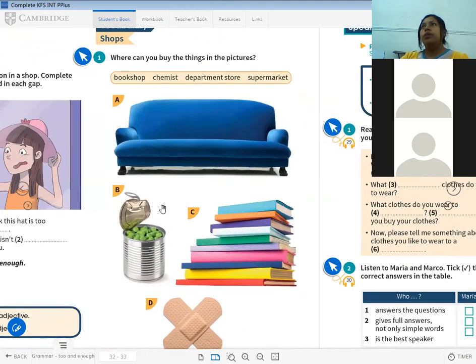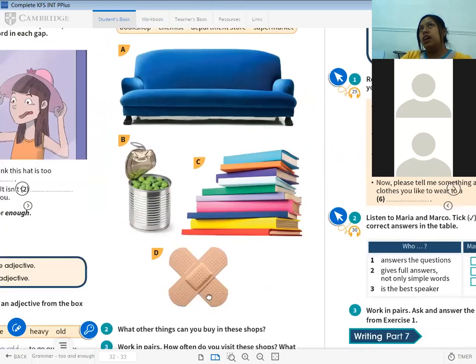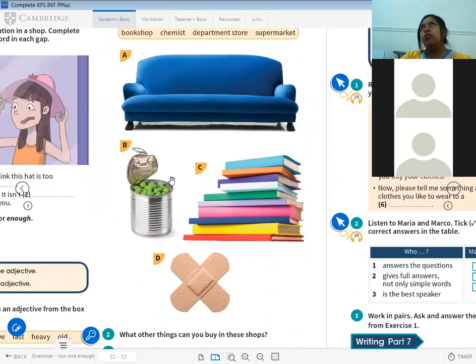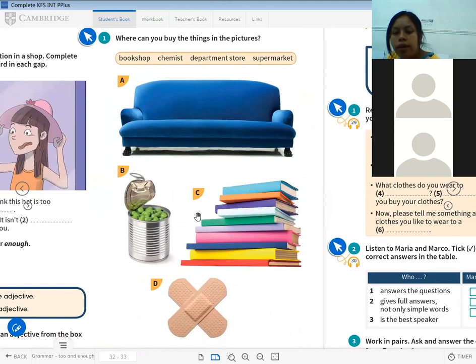Okay, now very quickly, where can you buy these things in the pictures? For example, a sofa or a... Okay, I don't remember the name. A sofa? Yes, I think it's a sofa. A can of beans. Books. Where do you buy this? For example, where do I buy a sofa? Department store. Department store. Okay. Yes, that's right.